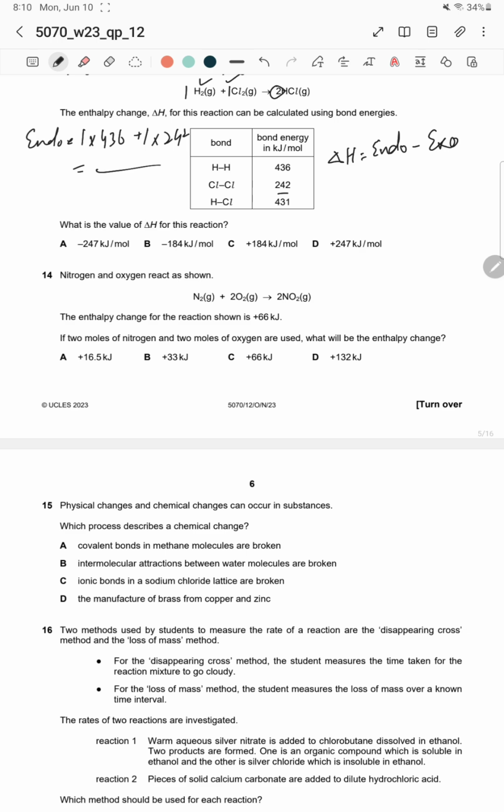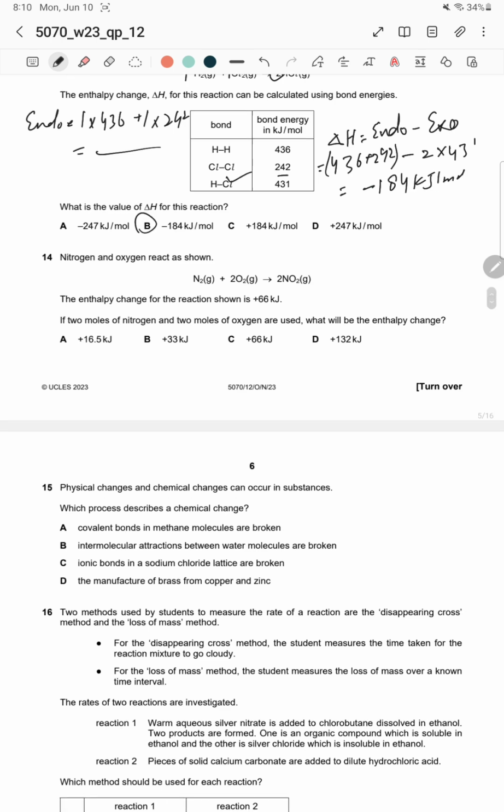Similarly for exo, there are 2 moles of HCl. Bond energy for HCl is 431. So for exo it will be 2 into 431. And it will be 436 plus 242 here. So the answer that you will get after performing the calculation is minus 184 kilojoule per mole. So option B is the correct one.